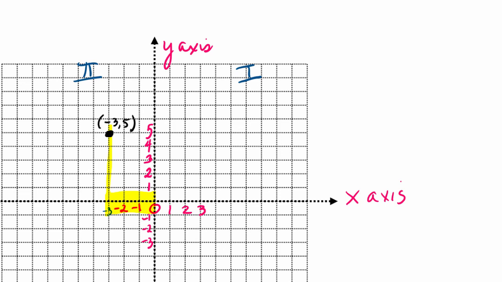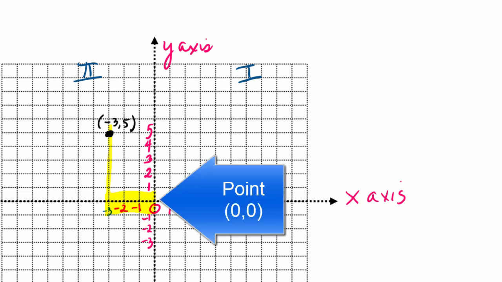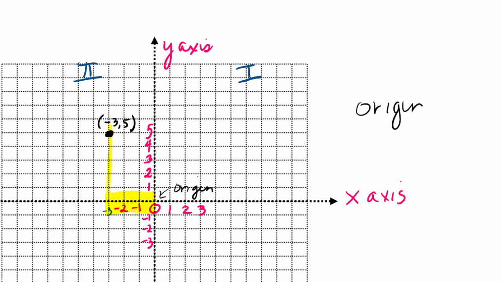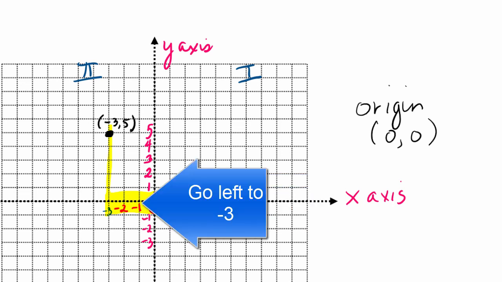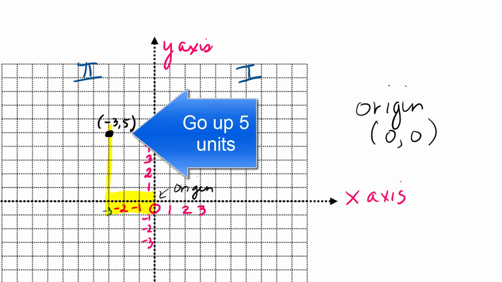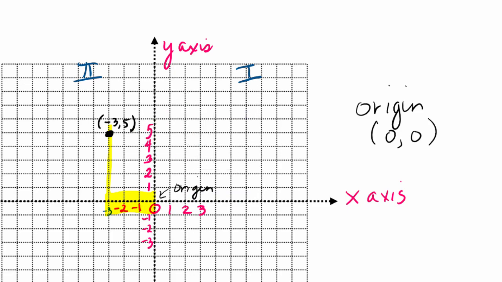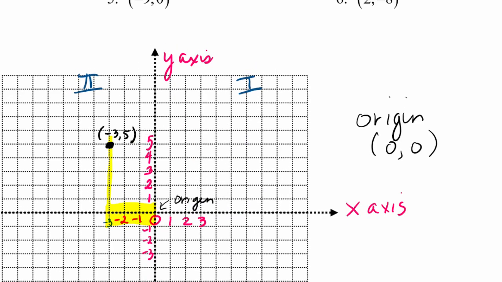Okay, so notice I went from the 0, 0. By the way, this point right here where the two axes meet, that's called the origin. The origin is the point where the two axes meet, and it's got coordinates 0, 0. So from 0, 0, I went to the -3 on the x and up 5 units to 5 on y. And that point that I put there, that's the point for -3, 5.